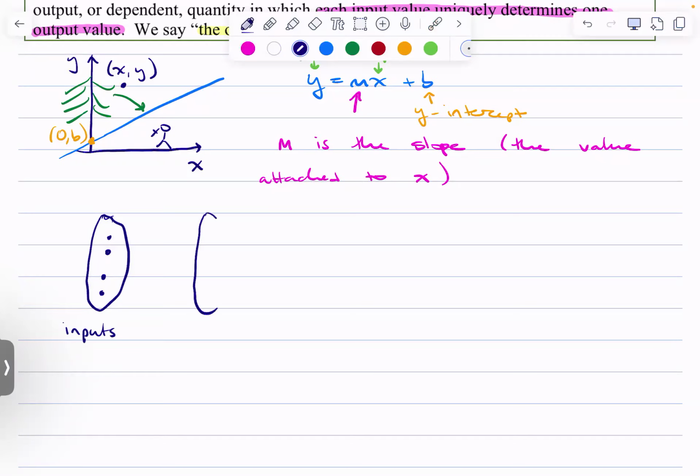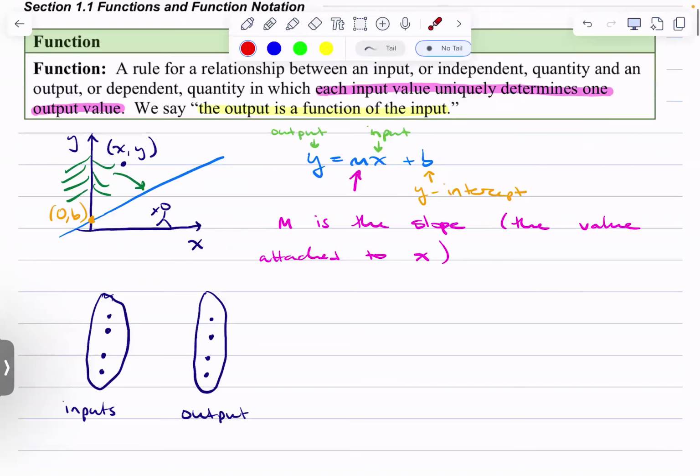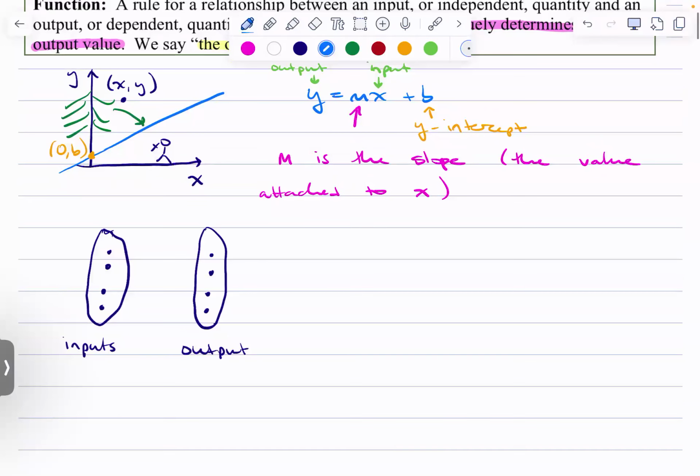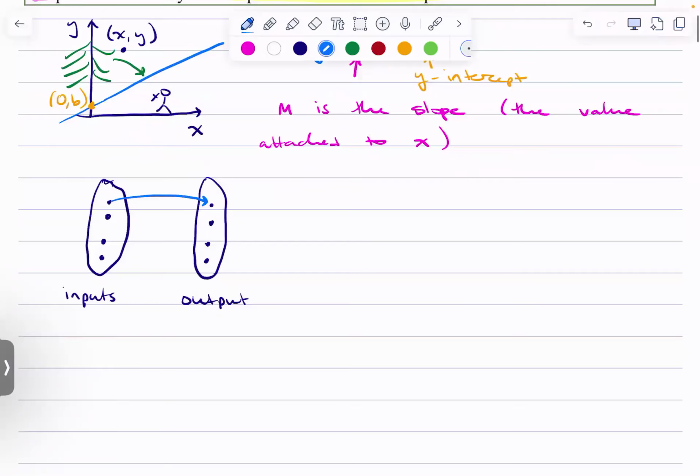a function has to look like this. So each input value uniquely determines one output value. What does that look like? Well, it'll look like this. How about this one goes here? All right. Just to throw a curveball, it's allowed to look like this. This is still a function, okay?